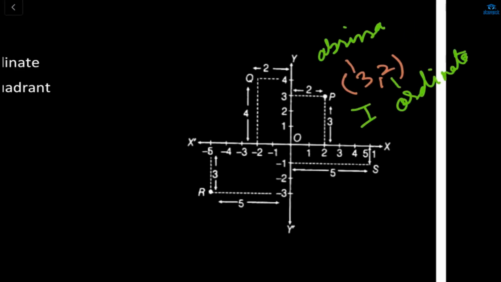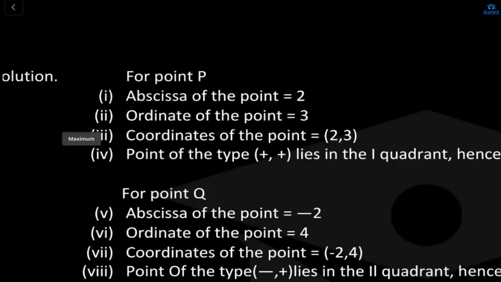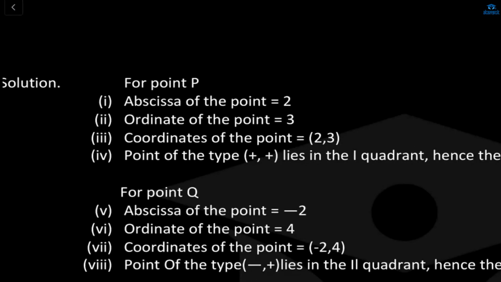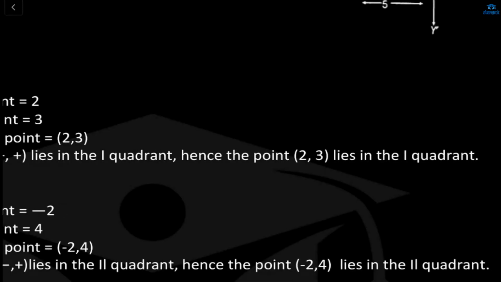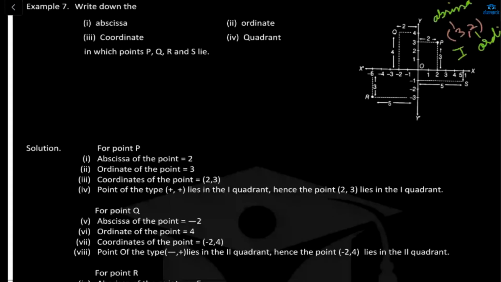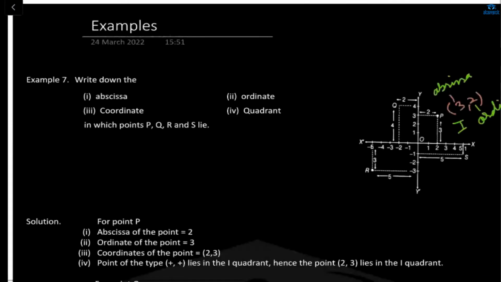And the way you are going to solve this, you'll mention: the abscissa of the point P is 3, the ordinate of the point P is 2, the coordinates of the point P are (3, 2), and the point P lies in the first quadrant. Okay. Understood? This is how you have to solve these types of questions. Actually, these are very basic questions.